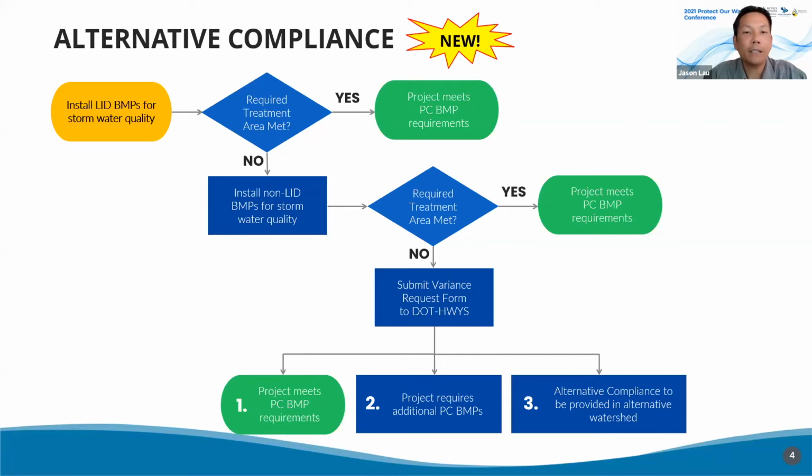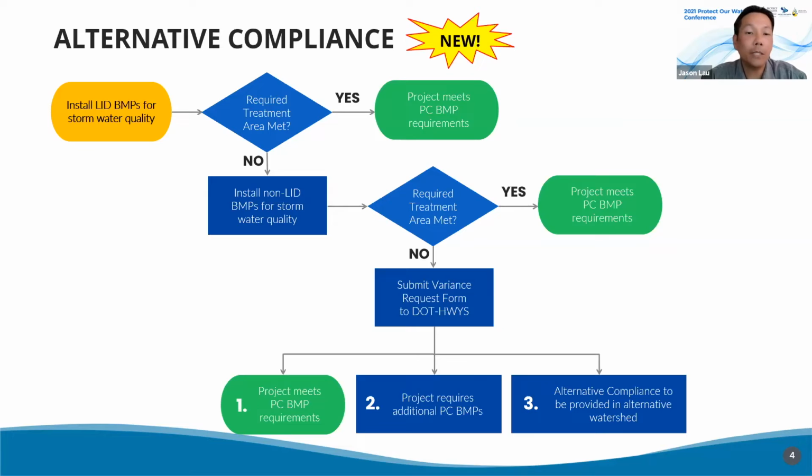If the designer cannot meet the required treatment through LIDs and non-LIDs, then they will have to prepare and submit a variance request form and submit that to DOT-HWYS. There are 3 possible outcomes that can occur. The first outcome is that DOT-HWYS will look at what the designer provided, and they'll agree that although they did not meet the minimum required treatment area, they fulfill the intent of the program. So your project is okay and no further post-construction BMPs are required.